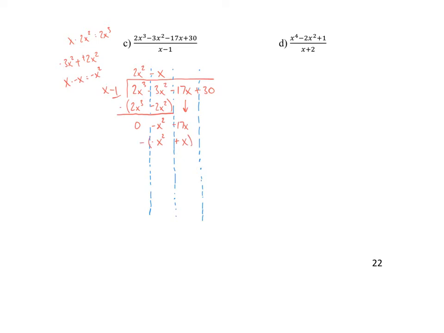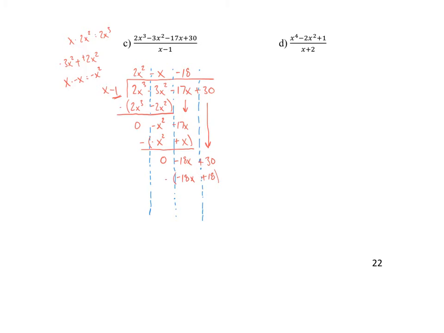Now we subtract. So negative 17x minus x is going to be negative 18x. And negative x squared minus negative x squared is 0. Bring down your 30. So we have plus 30. Negative 18x, and we're wondering how many times does x go into negative 18x? It's going to be negative 18 times. So we'll get negative 18x. Now we have to do negative 18 times negative 1, which is positive 18.